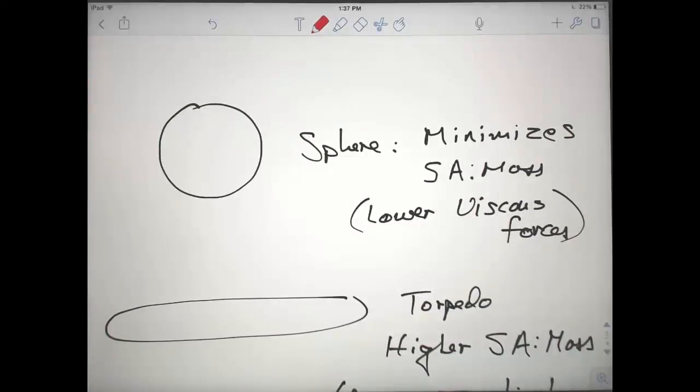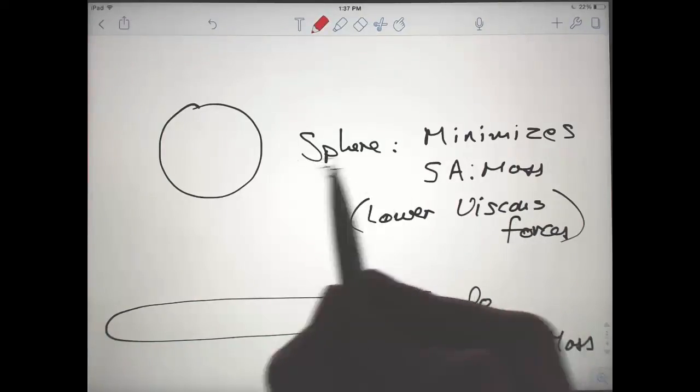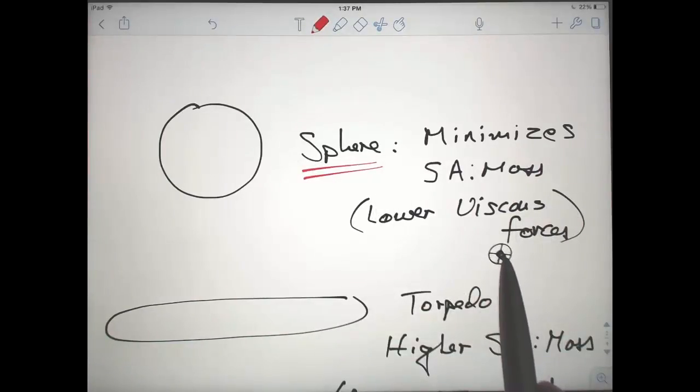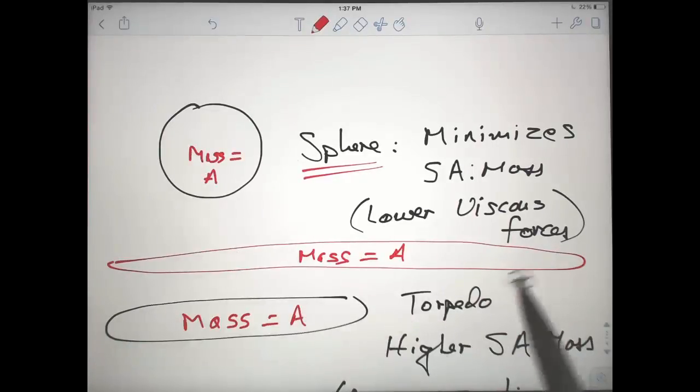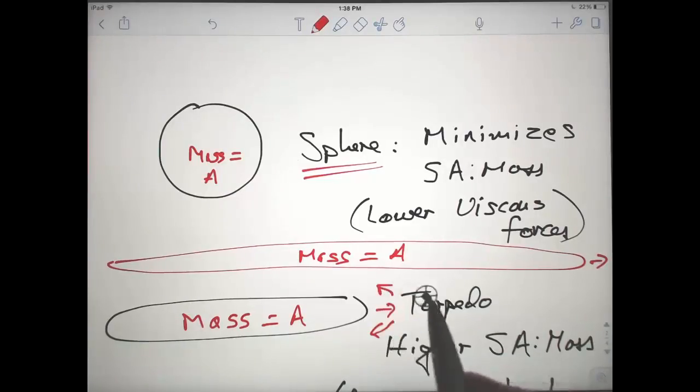So how does that trade off and what's the effect on animals as body size changes? Well, a sphere minimizes the surface area relative to the mass. As an animal gets longer and longer for the same mass, the viscous resistance gets higher and higher. And as it gets narrower, if it's moving forward, it has less inertial force to deal with. So by getting longer and narrower, it takes less energy to move water out of the way. But by being longer and narrower, there's more viscous resistance because there's a greater surface area.